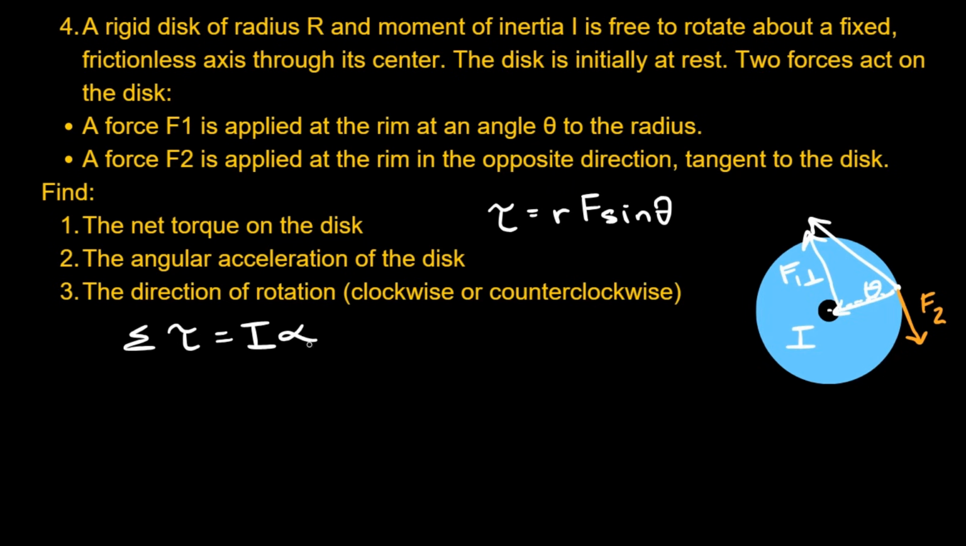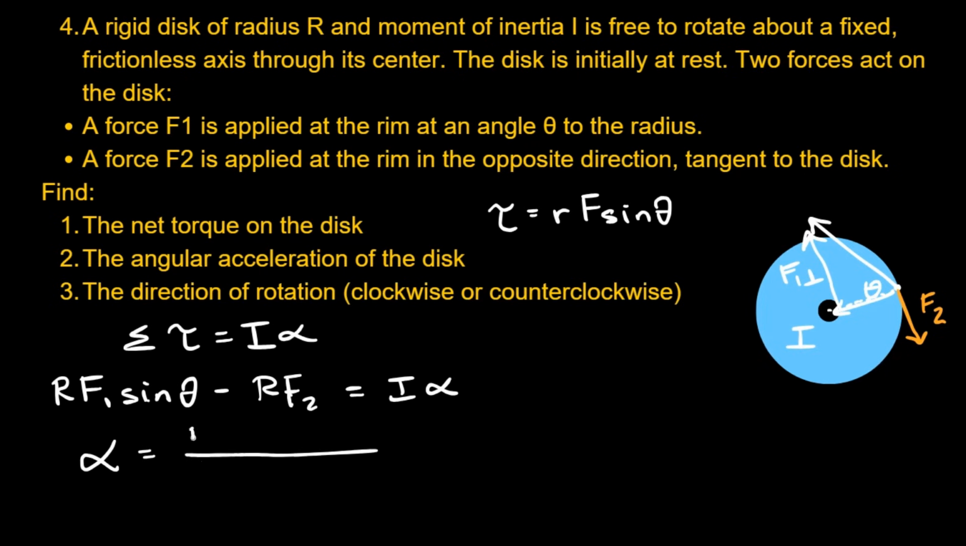Because this force is at an angle, we're going to have to use that sine theta to calculate the torque. The rotational version of Newton's second law is that net torque is equal to I times alpha. So applying R F sine theta, we get R F1 sine theta minus R F2 is equal to I times the angular acceleration. We don't have sine theta here because it's 90 degrees, and sine 90 degrees is just 1.